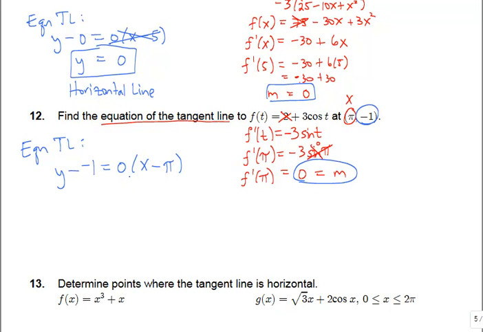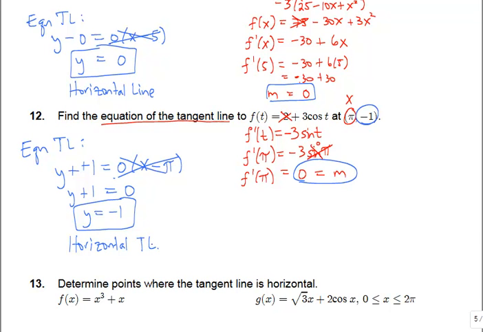Again, because the slope is 0, this all goes to 0. The left side becomes a y plus 1, so when I subtract that 1 over, the equation of my tangent line is y equals -1. Another horizontal tangent line.